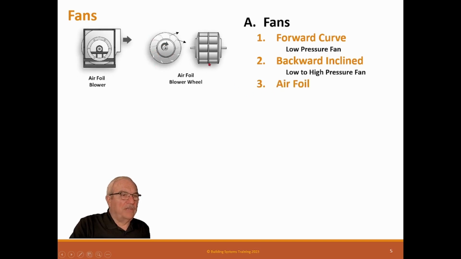And then we have airfoils, and airfoils are the same as a backward inclined, except that the blade itself is like an airplane wing. It's an airfoil. Here, these have slightly less turbulence, and they also run backwards, just like a backward incline, except they're airfoil blades. They do have slightly medium to high pressure again. They're slightly more efficient than a backward incline. However, they're a lot more expensive, so we only see those in real special applications or applications that are large fans.